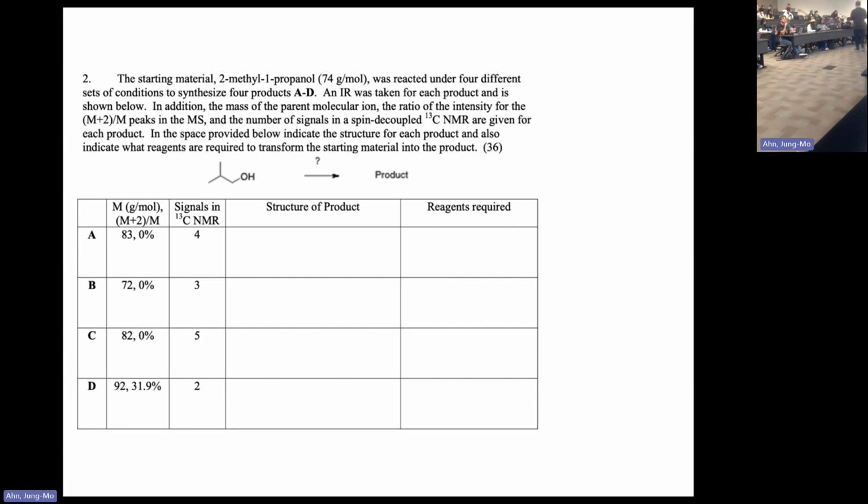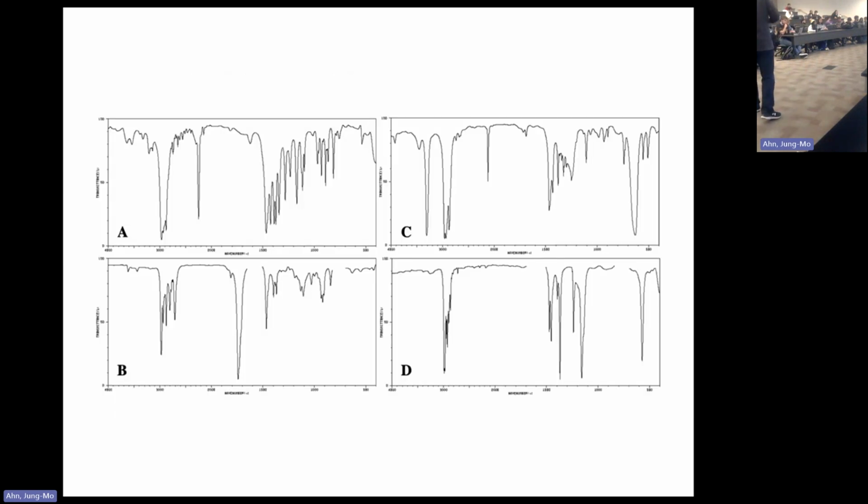It's a little bit of a lengthy question here, because you are doing a reaction using this as a starting material, and then you get products A, B, C, D with 4 different types of reactions. So your job is trying to find out what the products are and what the reagents used to create those products are. And obviously, this is not everything. There is an IR spectrum provided, and using this, and the other information on the first page, you have to figure out what happens.